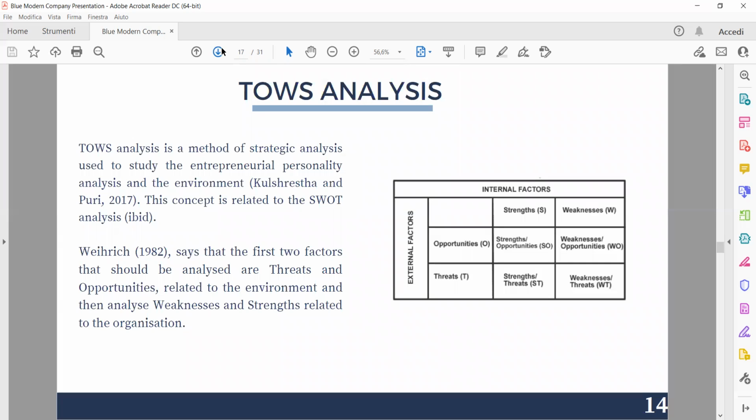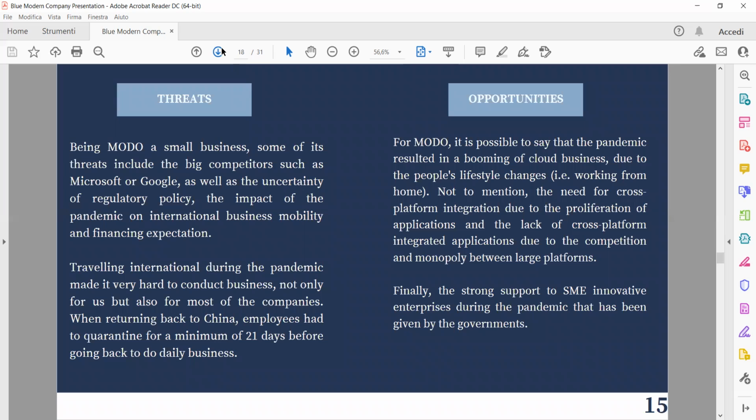The threat analysis, as mentioned before, helps marketers to scan the environment, looking at threats and opportunities first, and then to weaknesses and strengths. Some threats for MODO are the big competitors such as Google or Microsoft, but also the impact of COVID-19. During this uncertain time, traveling internationally was very difficult, also because when returning to China, for example, there was a mandatory quarantine for at least 21 days before doing daily business again. In terms of opportunities, MODO had a booming of cloud business during the pandemic due to people's lifestyle changes, such as working from home. Additionally, a good opportunity was shown by the support given by the governments to small businesses.